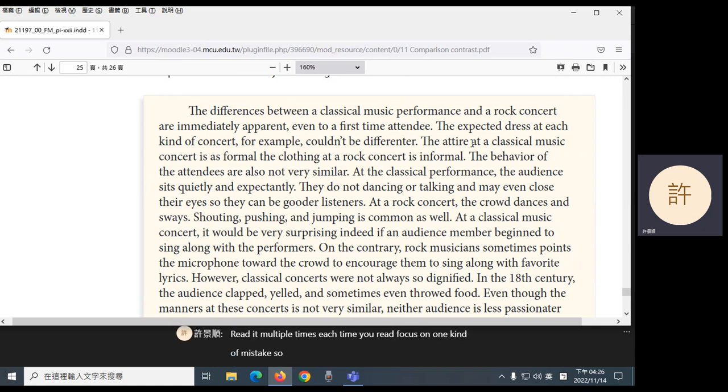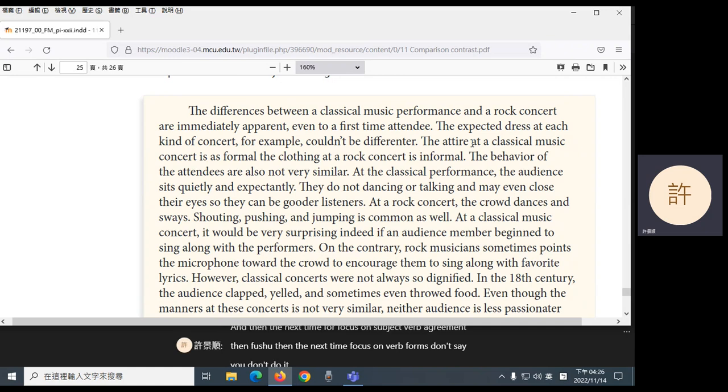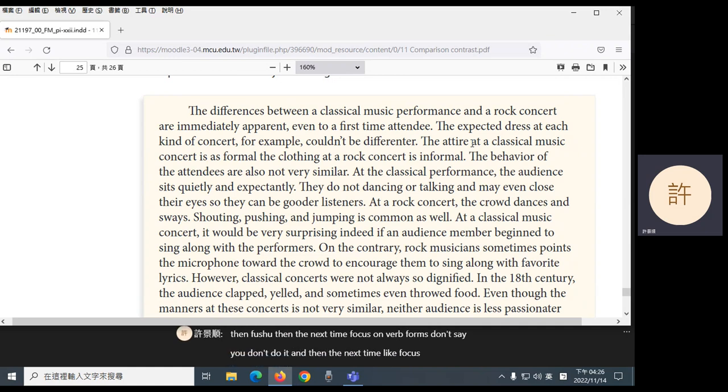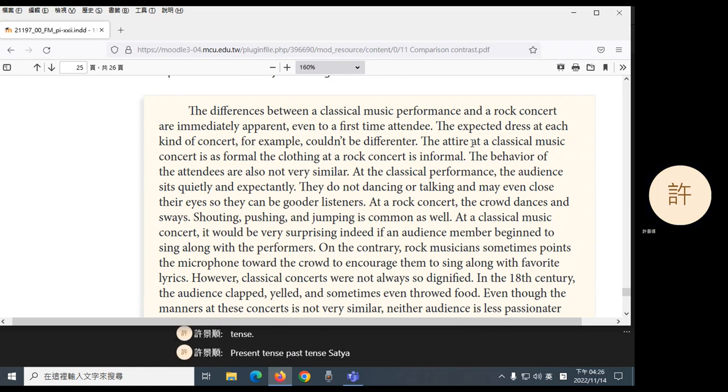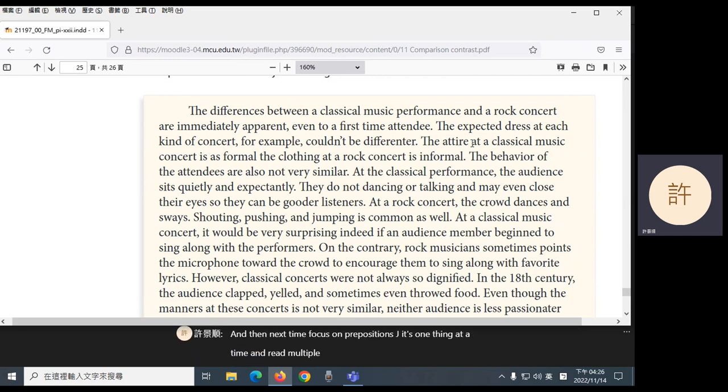So maybe the first time you read, focus on spelling. And then the next time, focus on subject-verb agreement, 单复数. Then the next time, focus on verb forms, 动词用对不对? And then the next time, focus on the tense, present tense, past tense, 时态, right? The next time, focus on prepositions, 这些词. One thing at a time and read multiple times. That can help train your brain to focus on the grammar and not just the content or the ideas.